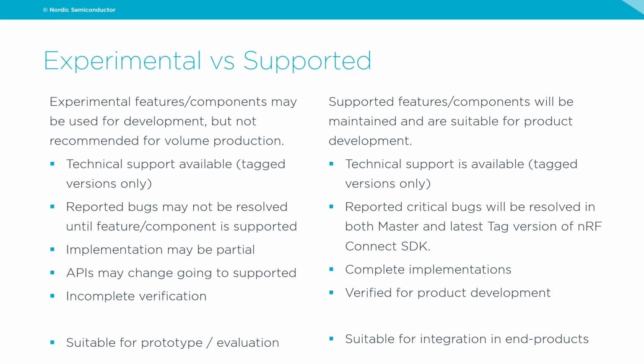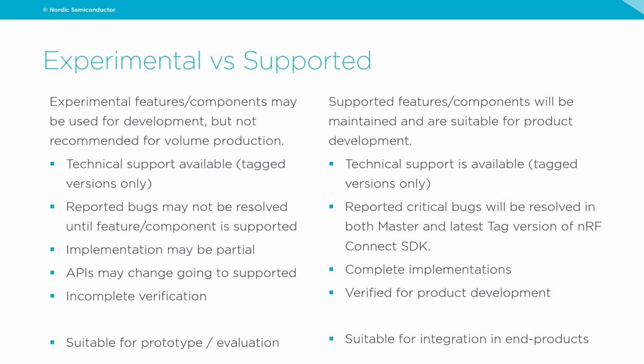Reported bugs may not be resolved until the feature is supported. The implementations may be partial, so they might change while we move from experimental to supported. Also, the APIs might change going to supported, and the verification is incomplete. So I think the main point here is that if you're using an experimental feature, that will be shown in the kconfig.